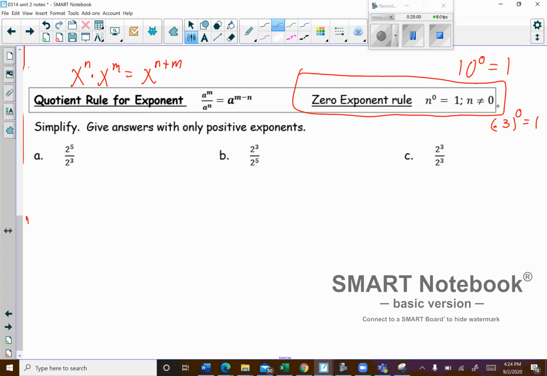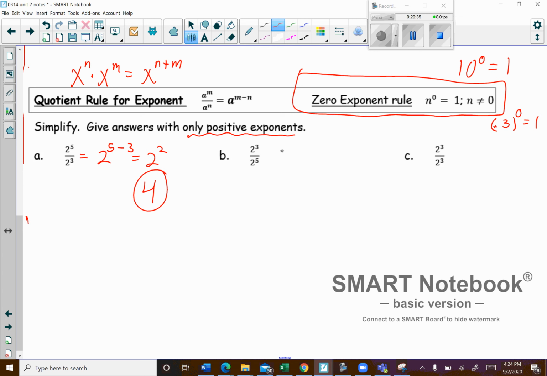Okay, so simplify and give your answers with only positive exponents. That's something I kind of mentioned earlier. We only want to deal with positive exponents. So following the quotient rule in part A, I have a base 2 to the power of 5 divided by base 2 to a power of 3. So the base is 2, and then I'm going to take the top exponent and subtract the bottom exponent from it. And that's going to give me 2 to the power of 2. And then 2 to the power of 2 is just 2 times 2, which is 4. So I'll go ahead and multiply that out.